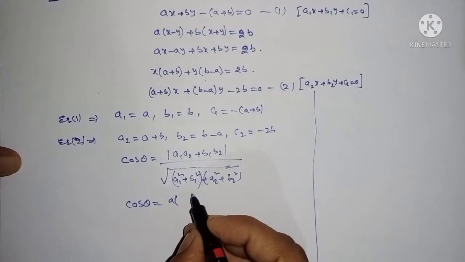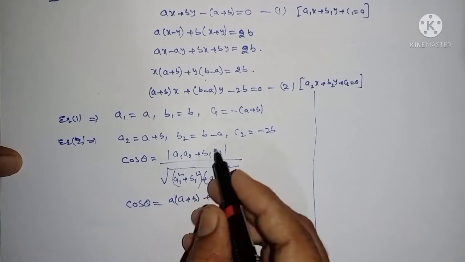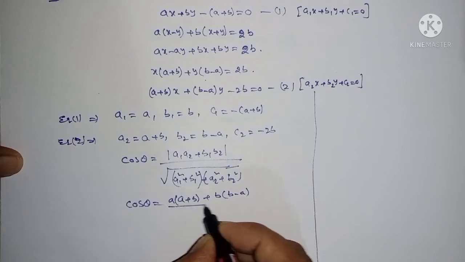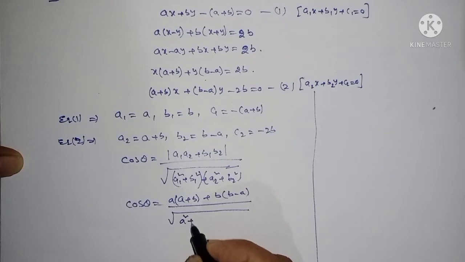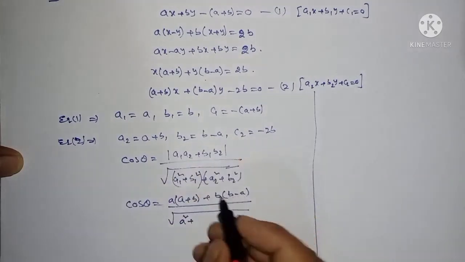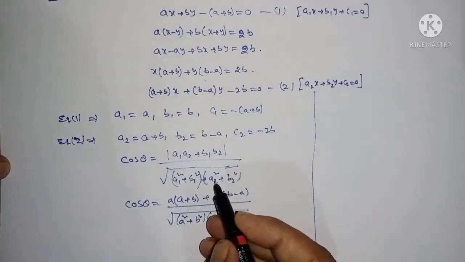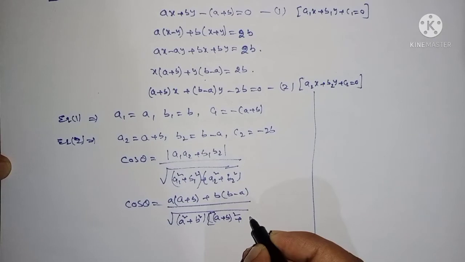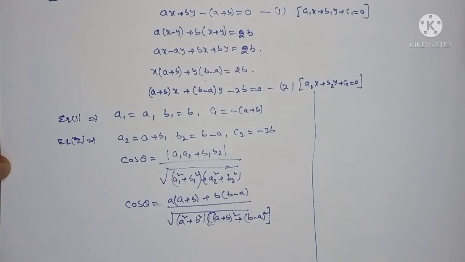a of a plus b, b1 b2, b of b minus a by under root of a1 square a square plus b1 square b square into a2 square means a plus b whole square plus b minus a whole square.